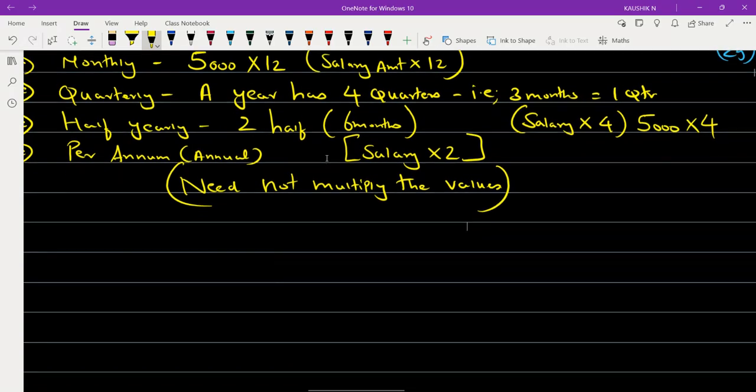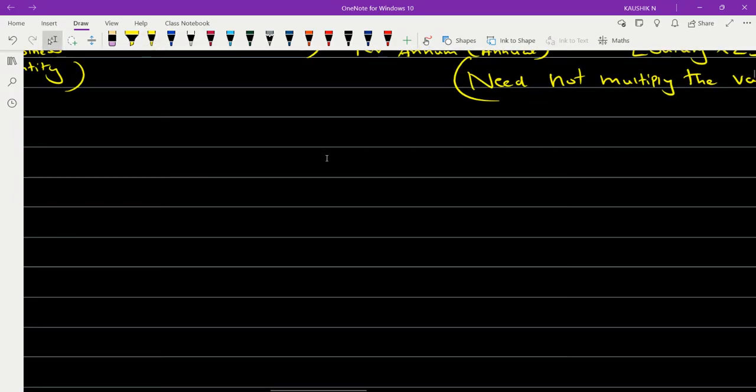Now let us touch upon the second item, which is called commission. Usually commission will be marked on the basis of some percentage. So 5% commission, 10% commission. Commission can be expressed in percentage, or they could give you the values straight away, or it could be given in terms of rupees. If it's given in rupees, no issues. But if commission is given in percentage, then you have to be very careful.